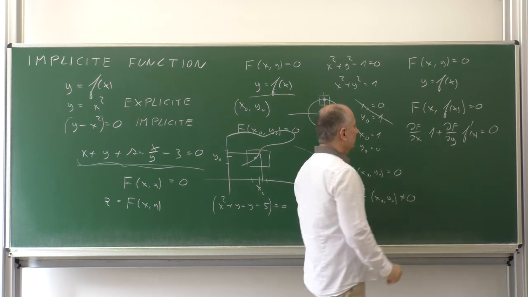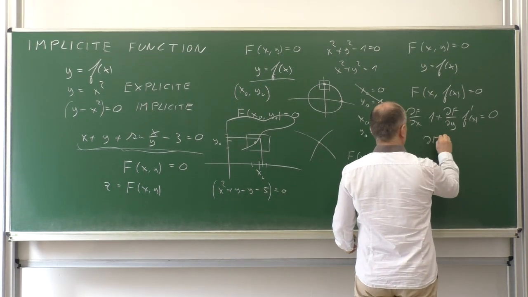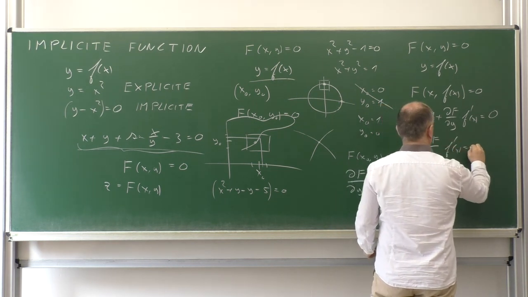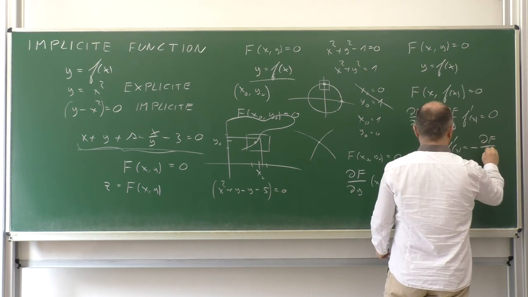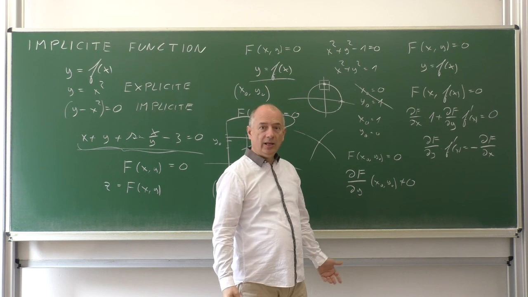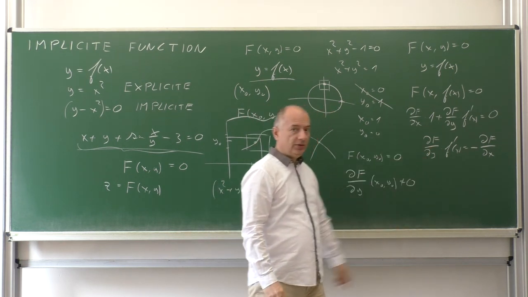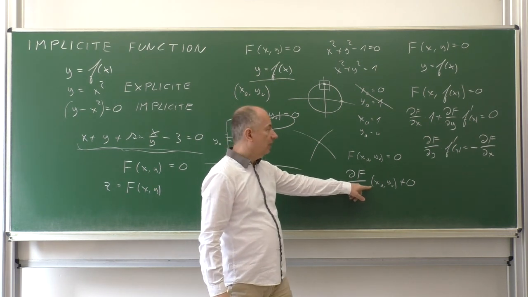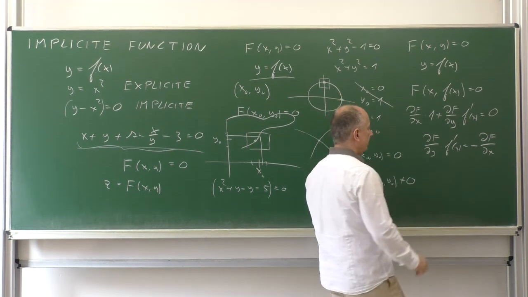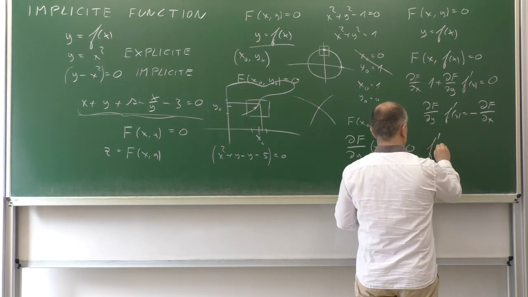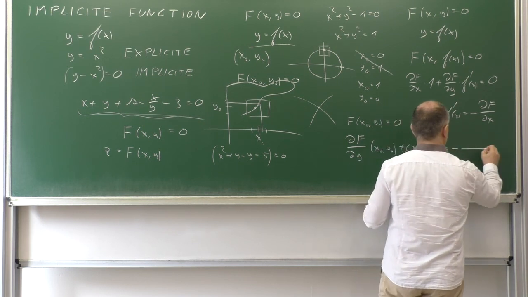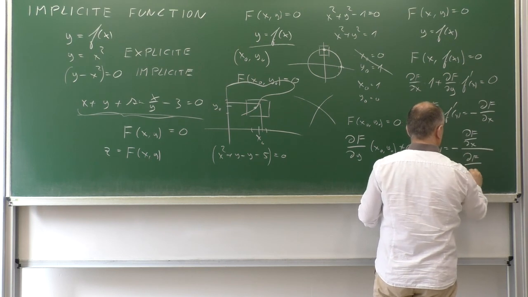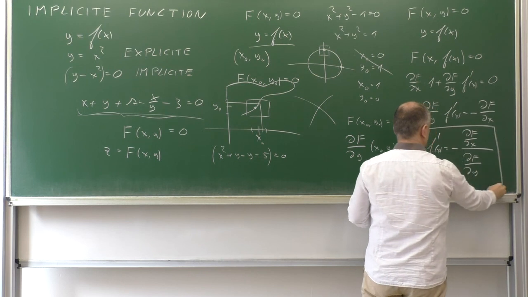If we subtract this derivative, we have the partial derivative of F with respect to y times f prime is minus the partial derivative of F with respect to x. And under the condition that this derivative is different from 0, which agrees well with the condition for the function to exist, we can divide, and we have the derivative of small f is minus the fraction: partial derivative of F with respect to x divided by partial derivative of F with respect to y.